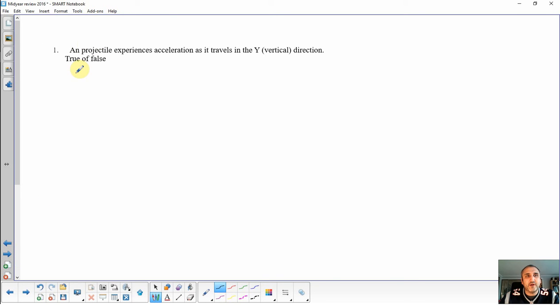Next one, a projectile experiences acceleration as it travels in the y dimension. Absolutely true. And we know that is technically -9.8 meters per second squared, which I always round up to -10 meters per second squared because it makes the math a little bit easier. Next, the acceleration on all objects is exerted, -9.8 or -10, whatever you feel like doing.